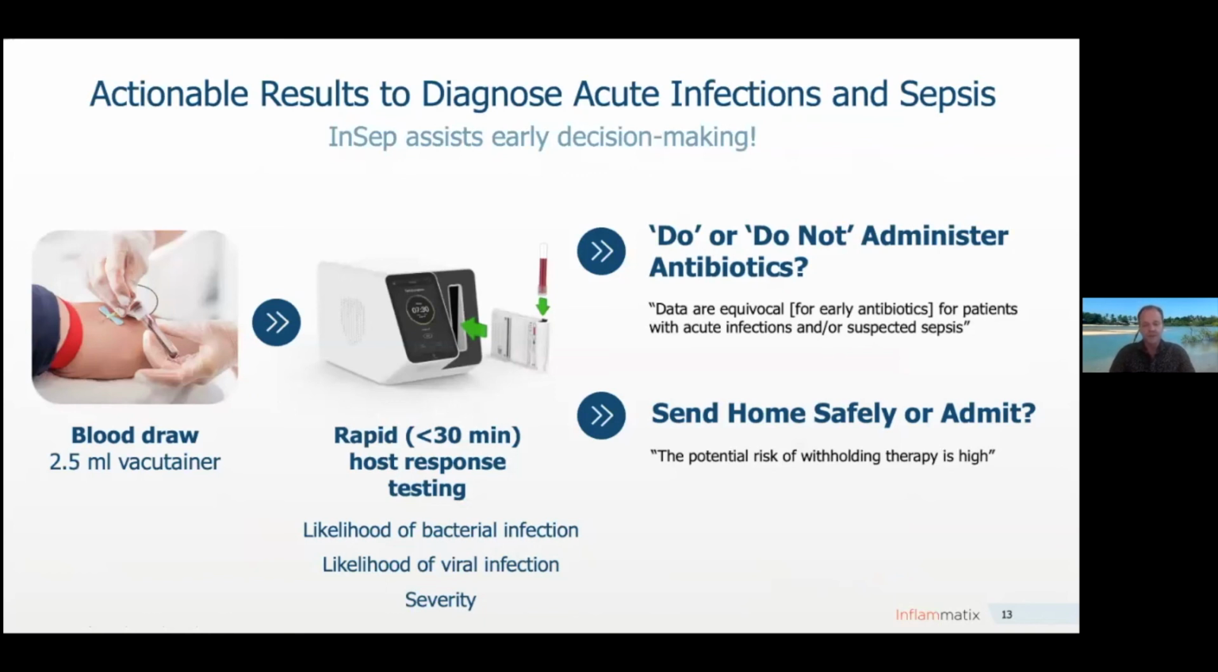In summary, what I've presented is that actionable results to diagnose acute infections and sepsis are provided by the INSEPT test for early decision-making. The test is easy to perform from a blood draw of 2.5 ml, takes less than 30 minutes in a point of care setting, provides 3 results: the likelihood of a bacterial infection, the likelihood of a viral infection, and the condition severity, and therefore gives you support to make decisions on whether or not to administer antibiotics, thereby taking away the ambiguity, but also to make decisions on the disposition of your patient, whether to send home safely, to admit to a ward, or to an ICU.